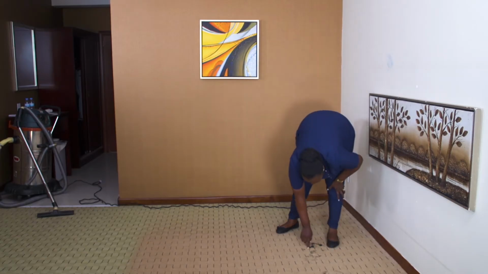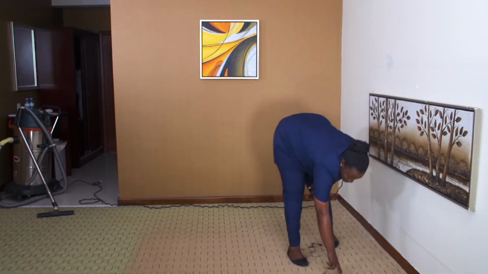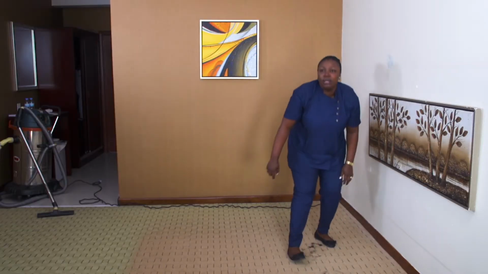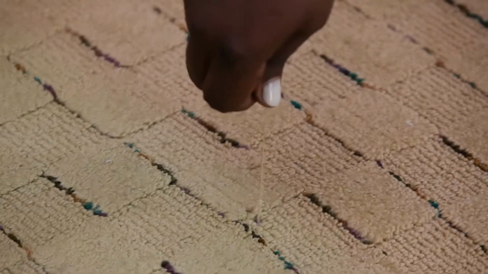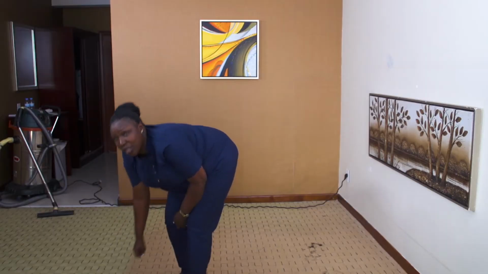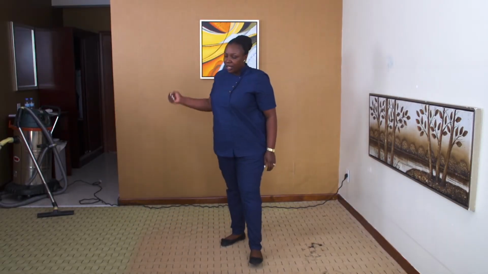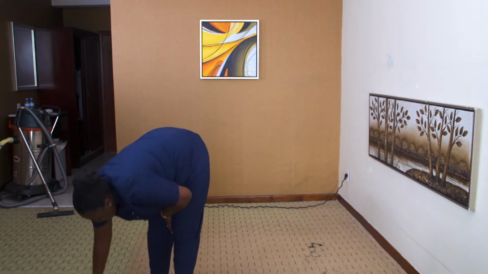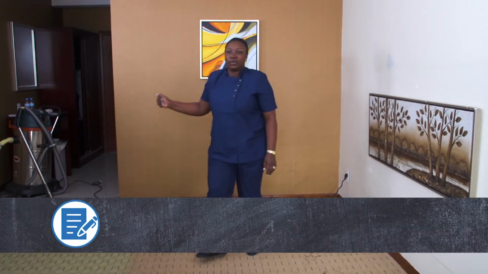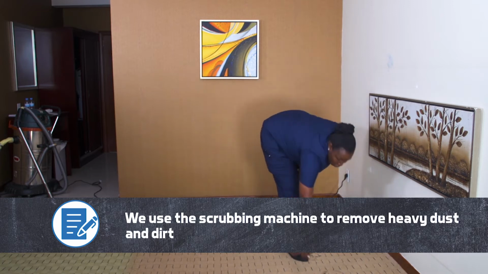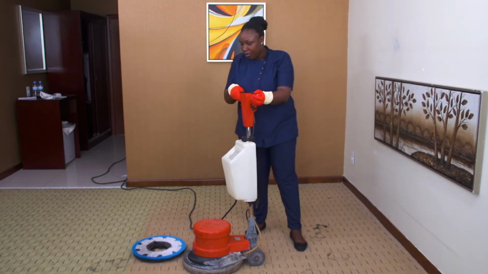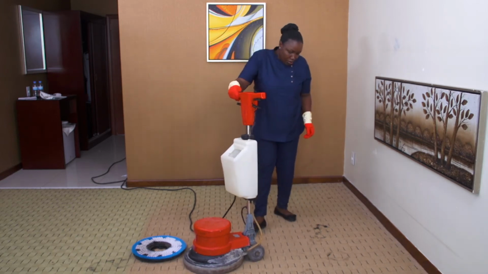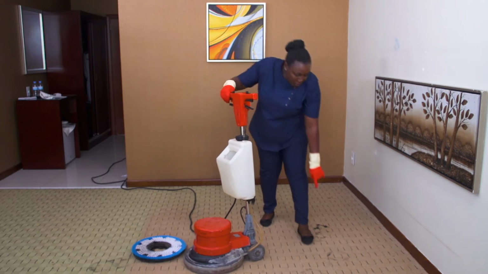After vacuuming the carpet, you find that this mark, this heavy dust, can't be removed with the vacuum cleaner. Even this one can't be removed with the vacuum cleaner. That's why we are going to bring the scissors to cut this out, and we will bring the scrubbing machine to remove all this heavy dust on the carpet. Now we are going to scrub the carpet, particularly to remove this heavy dust.